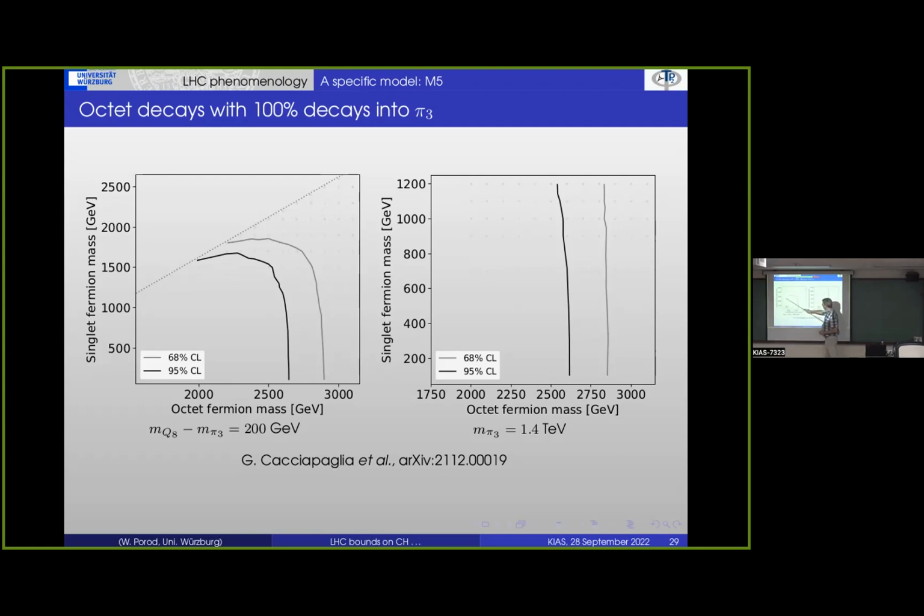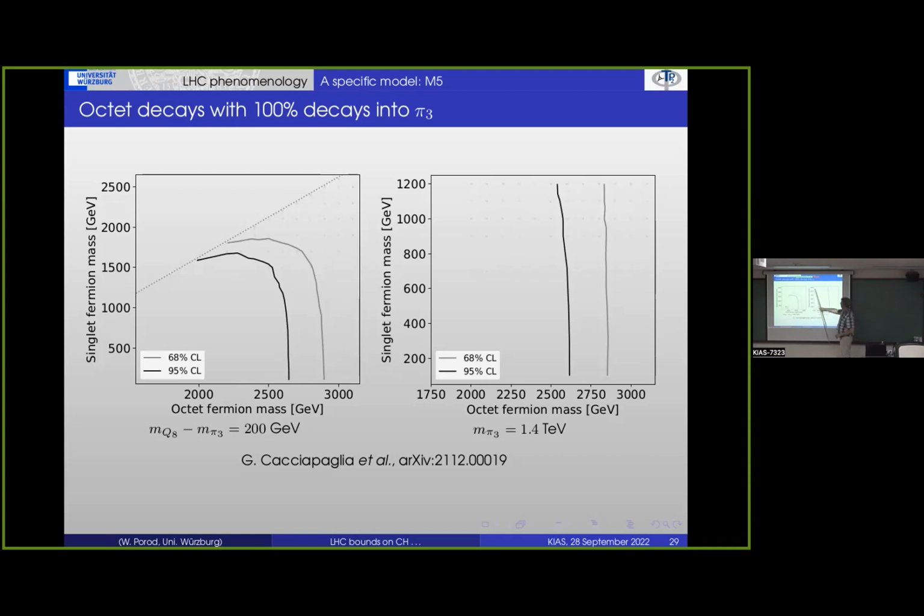Of course, if you go to smaller mass differences, as is well known from SUSY searches, the bounds get weaker. What we did here, we took the difference between the color octet fermion mass and the pi3 to be constant, 200 GeV. Of course, we can also fix the mass of the pi3. This gives us simply different kinematical configurations. And what you also see here is that the bound is roughly 2.6 TeV, the 1 sigma will be slightly above, so the gray is 1 sigma, this is 2 sigma.